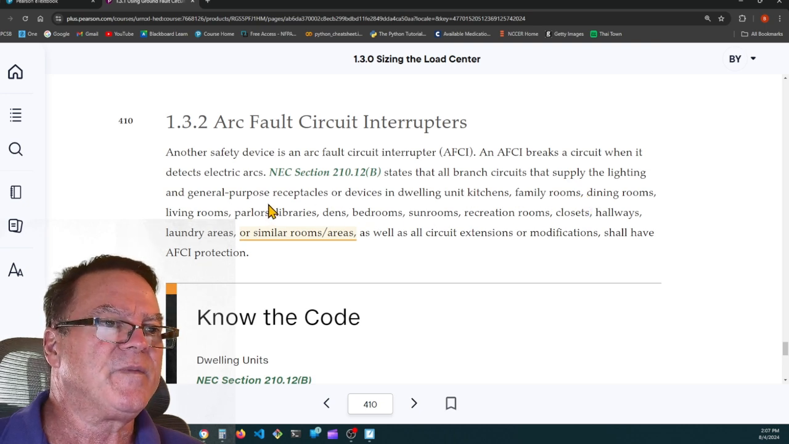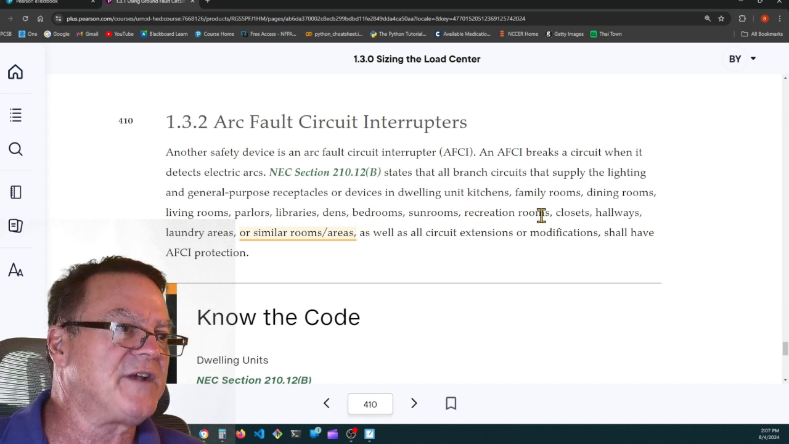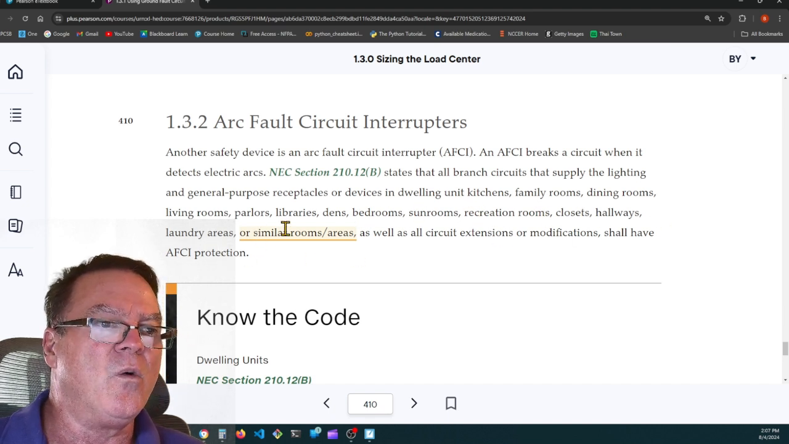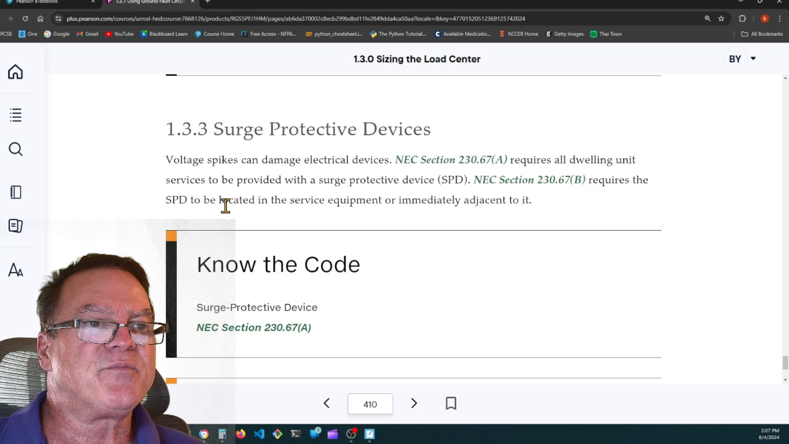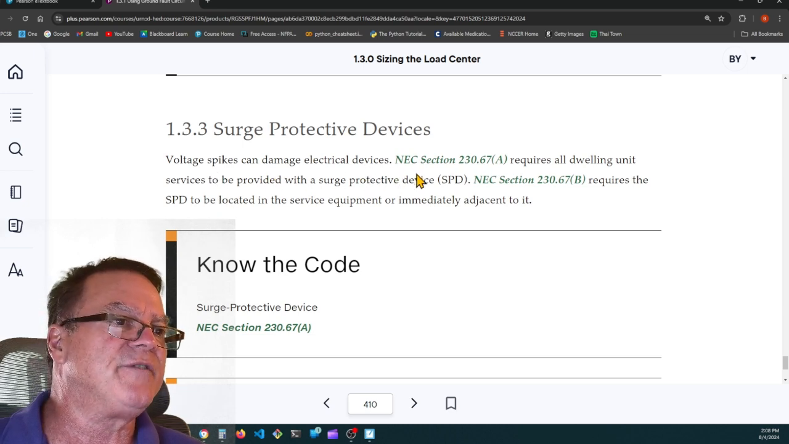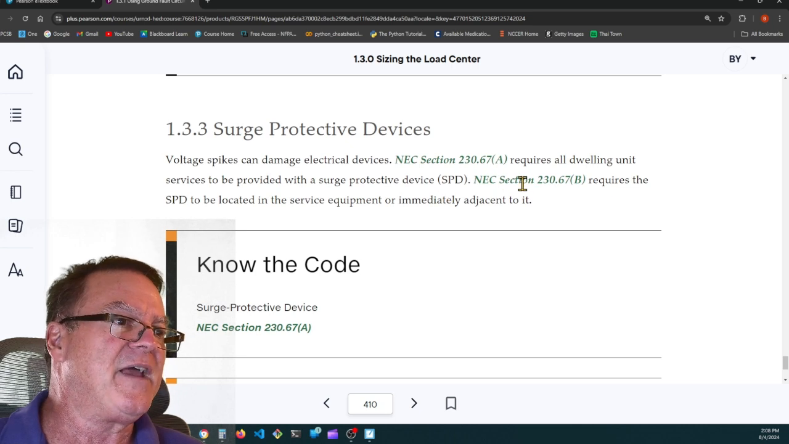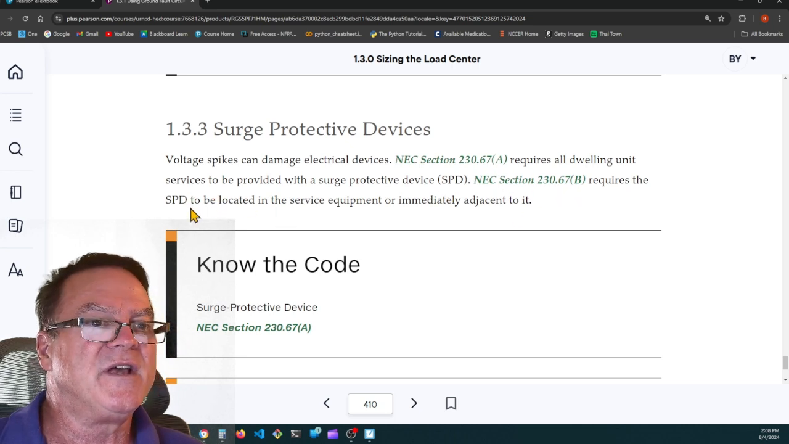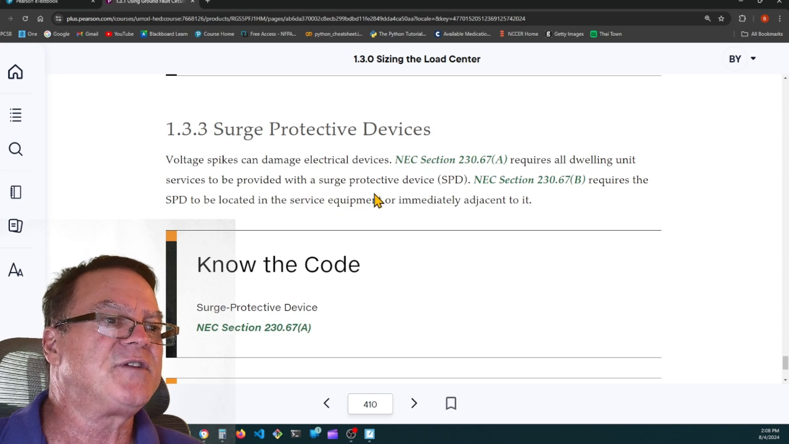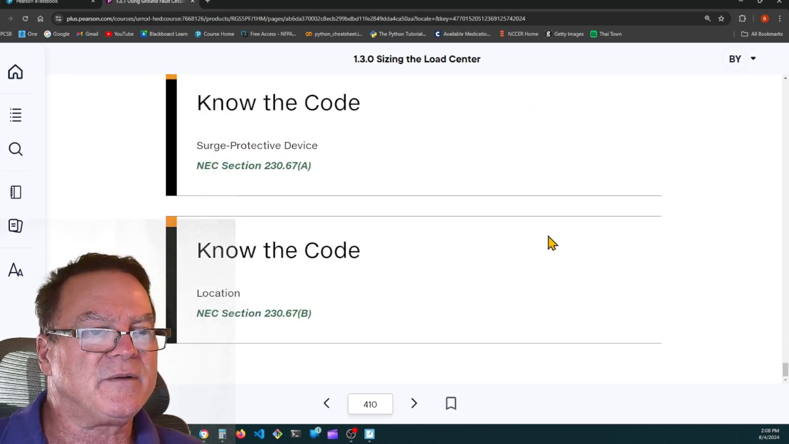Every room in the house. They said kitchens, family rooms, dining rooms, living rooms, parlors, libraries, dens. They even said bedrooms, sunrooms, recreation rooms, closets, hallways, laundry areas, or similar rooms. Have to have arc fault protection. Surge protection, voltage spikes can damage electrical devices. NEC section 230.67(A) requires that all dwelling unit services be provided with a surge protection device. NEC section 230.67(B) requires the surge protection device be located in the service equipment or immediately adjacent to it.